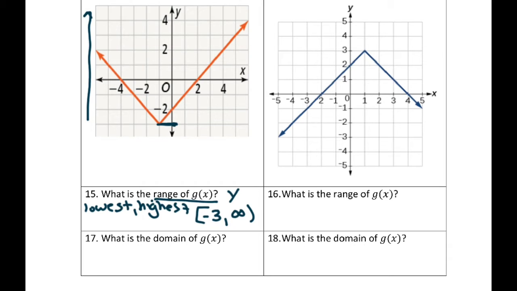Now for my domain of g of x, your domain is your x values. And it is your furthest left to your right. So my furthest left x value, I have an arrow that's going to the left. So I'm going to keep going to the left forever. That means my furthest left value is -infinity. For the right, I have an arrow going to the right. So that means my furthest right value would be positive infinity.